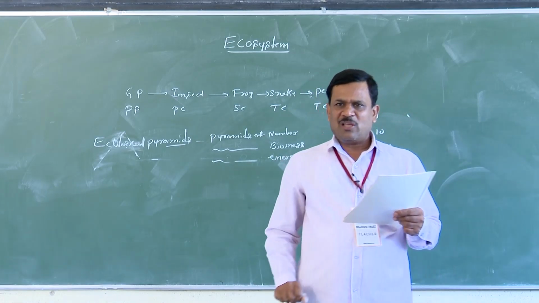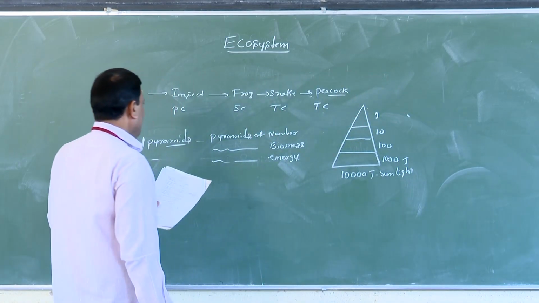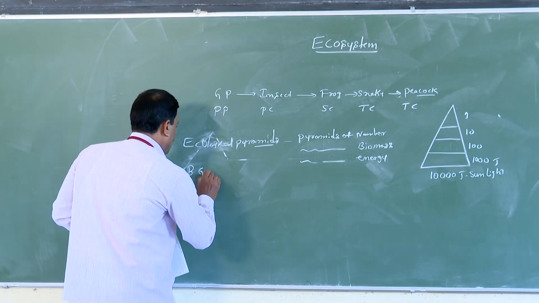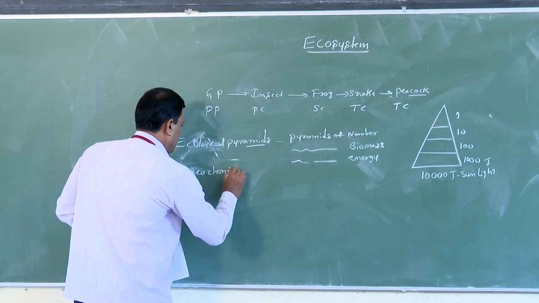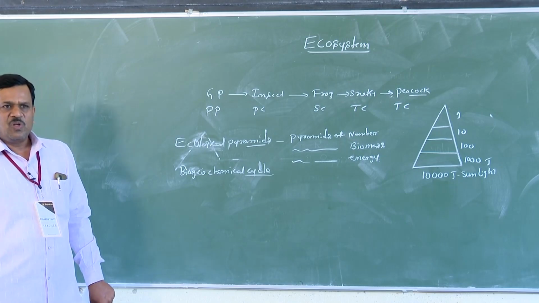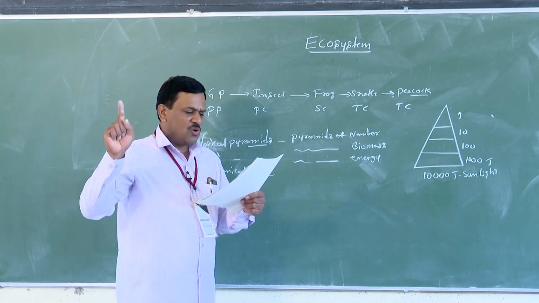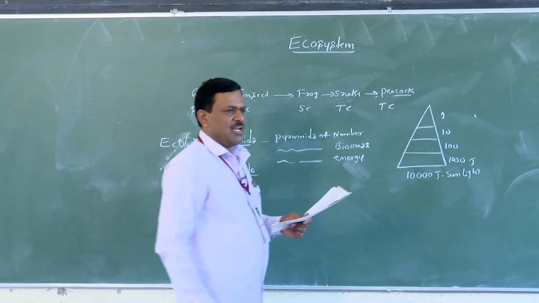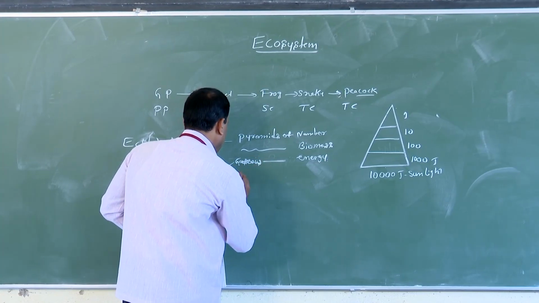Name the two types of biogeochemical cycle. Let us explain. Biogeochemical cycle is also called nutrient cycling. The definition: ecosystem cycling of nutrients is known as biogeochemical cycle. There are two types of biogeochemical cycle. One is the gaseous cycle, another is the sedimentary cycle.